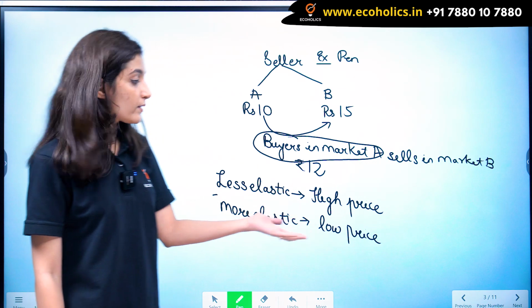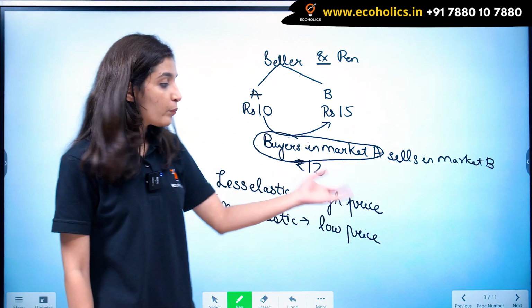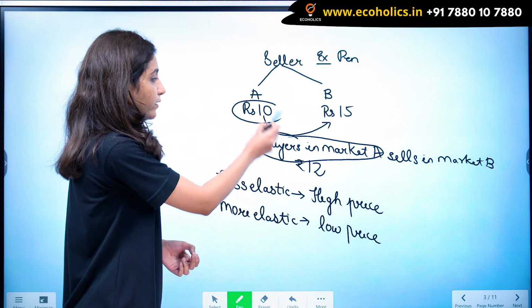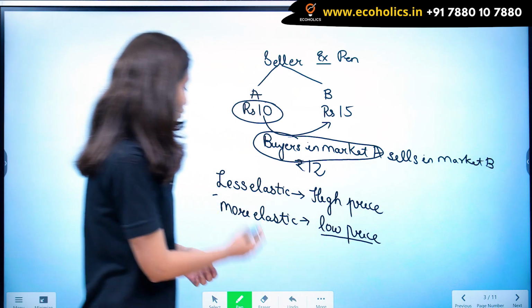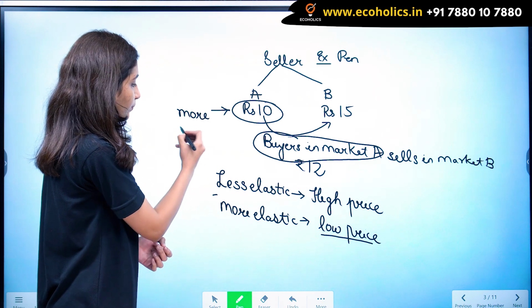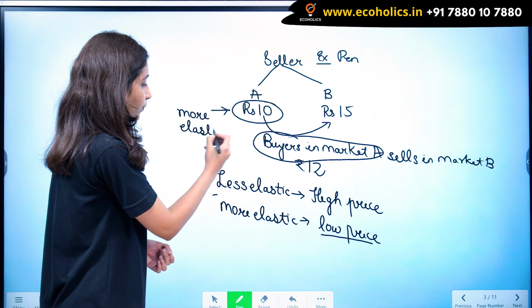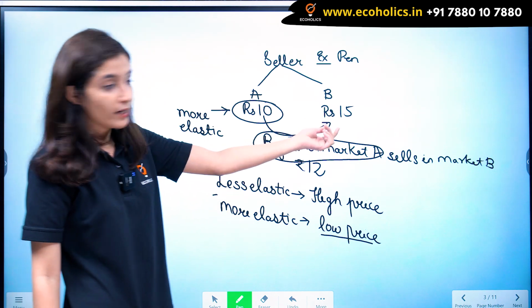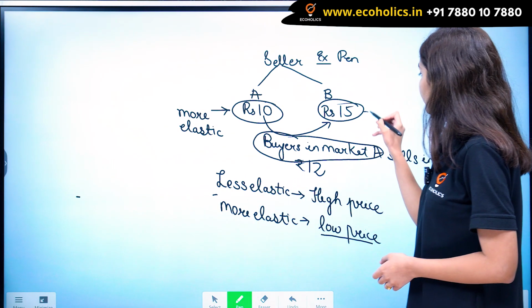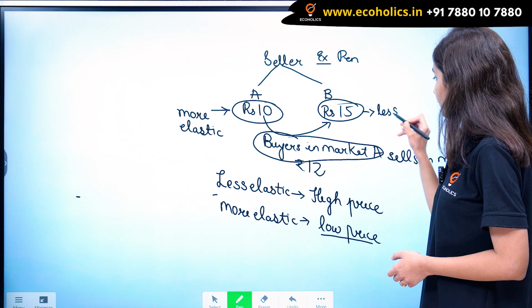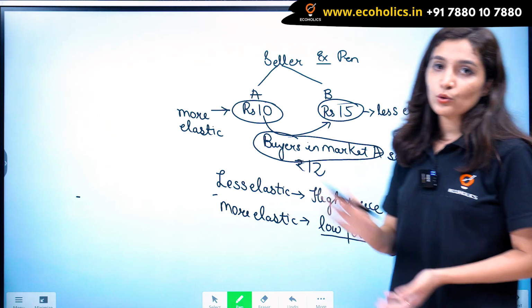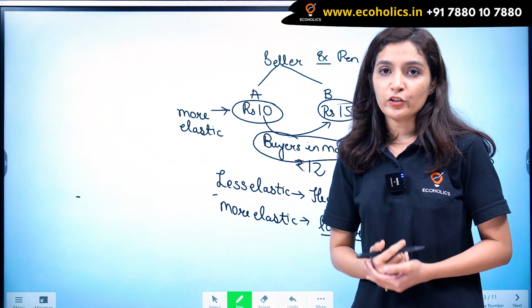So the second condition is that the price elasticity of demand in both the markets should be different. And in this case, he is selling at rupees 10, so that means low price. So here the demand is more elastic. And in this market, he is selling at high price. So here the demand is less elastic. So these two conditions need to be satisfied for price discrimination to take place.